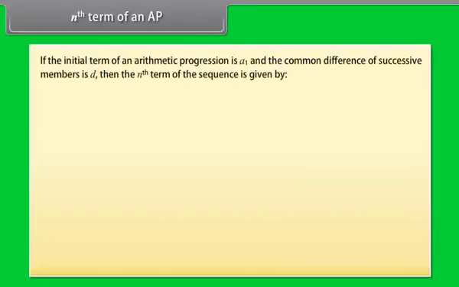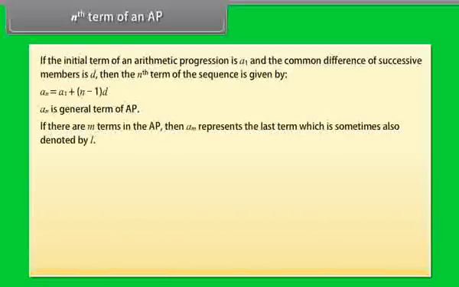The nth term of an AP. If the initial term of an arithmetic progression is a1 and the common difference of successive numbers is d, then the nth term of the sequence is given by an is equal to a1 plus n minus 1 into d. We know that an is also called the general term of the AP. If there are m terms in the AP, then am represents the last term, which is sometimes also denoted by l.